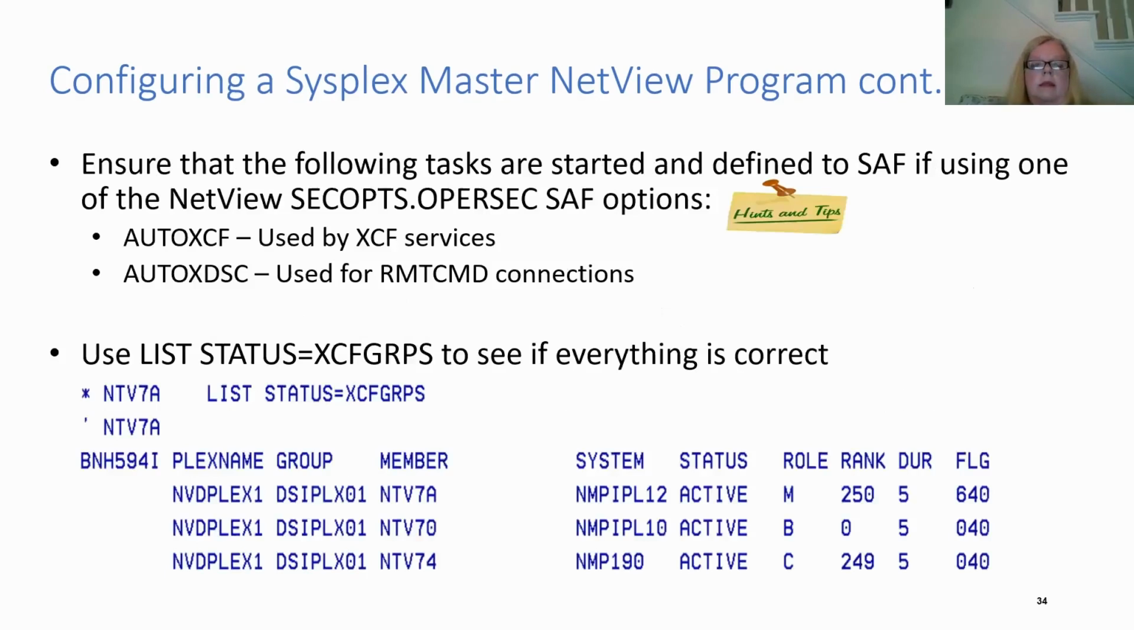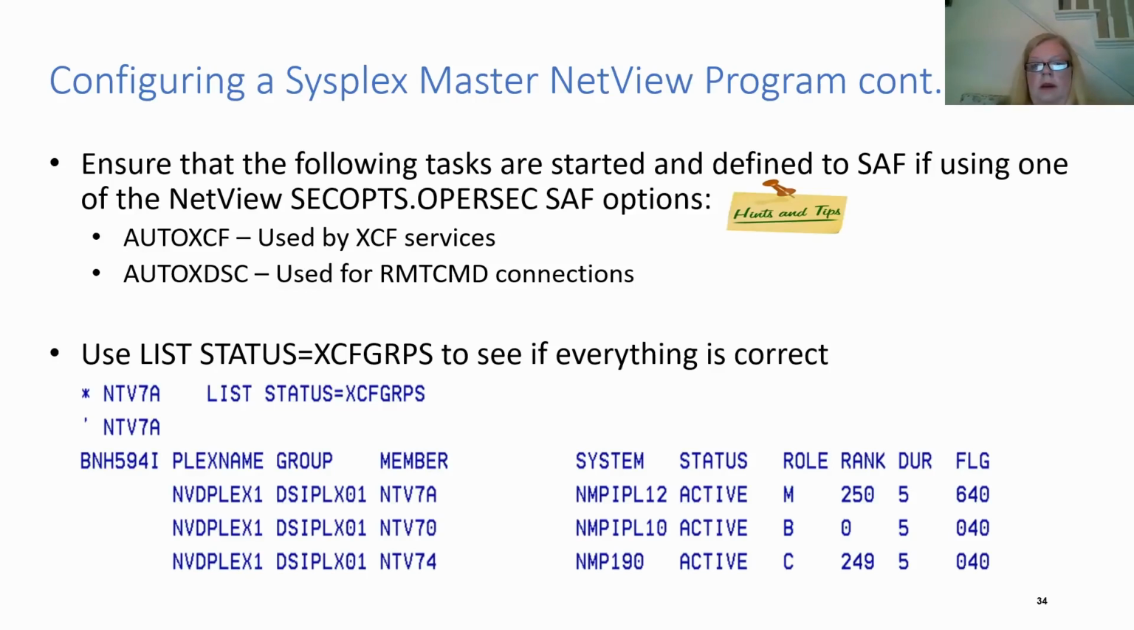Okay, and then the last thing you need to make sure of is if you're using a secops.opersec SAF option in NetView, you need to make sure that the AutoXCF and AutoXDSC autotasks are started and defined to SAF. This has been a common problem when clients have been trying to set this up. They don't have these autotasks defined to SAF. And then you can use our list status equals XCF groups command to see if everything is correct.